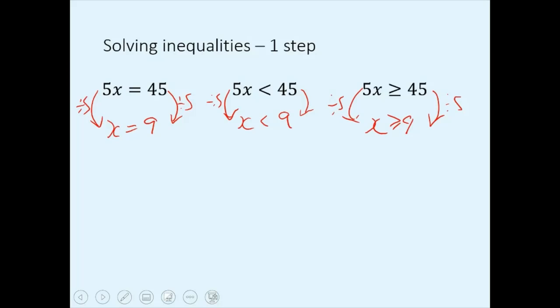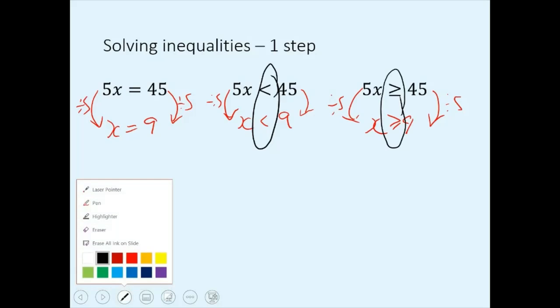Take particular care here. Notice that I haven't changed the sign in the question. If I started with a less than, I finish with a less than. If I have a greater than or equal to, I use that symbol each time. Do not change the sign. In every other respect, it is going to feel like solving normal equations. It is just a different sign in the middle of your work.